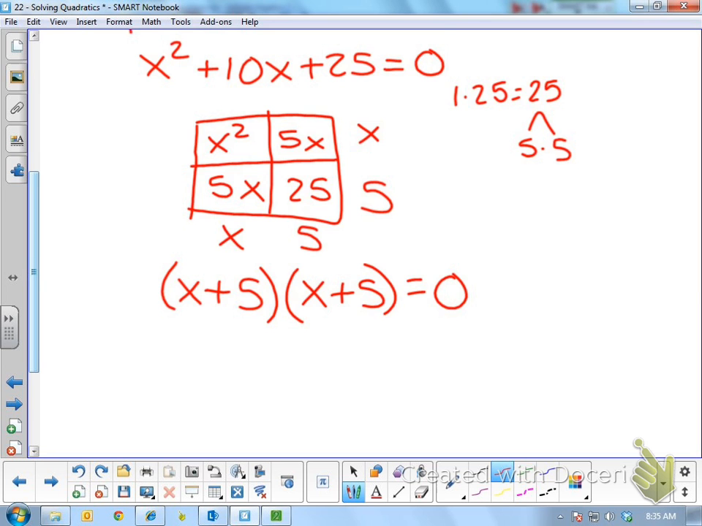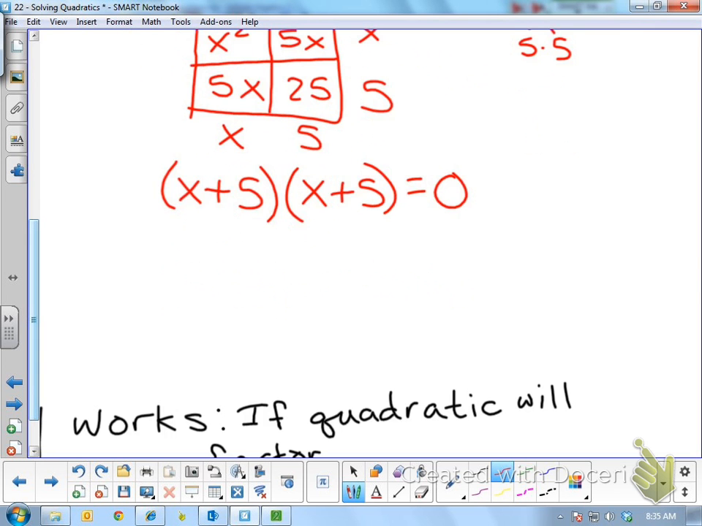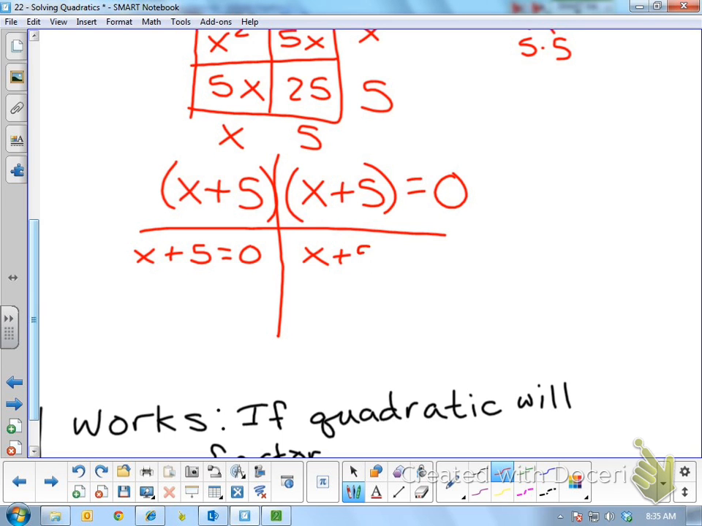Then we had to do something with this. Anytime we ended up with 2 parentheses, this was where we had to do our t-chart and split it into 2 separate equations. So I'm going to give you 2 minutes to solve, maybe even just 1 minute, to solve these 2 separate equations.